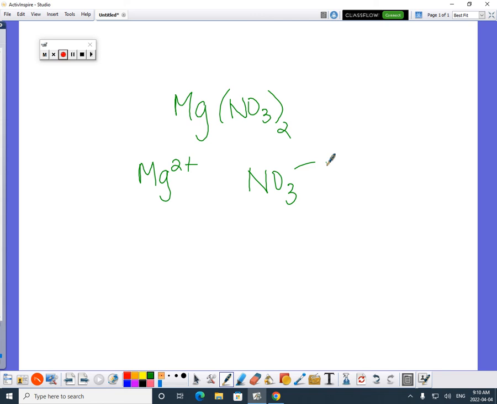So when you have, sort of like Lewis structures, right? If you have magnesium, which needs to lose 2 electrons, and nitrate only needs to gain 1 to make it negative, how many nitrates do we need? We need 2, or twice the amount, which is what the formula shows us. 1 magnesium for every 2 nitrates.